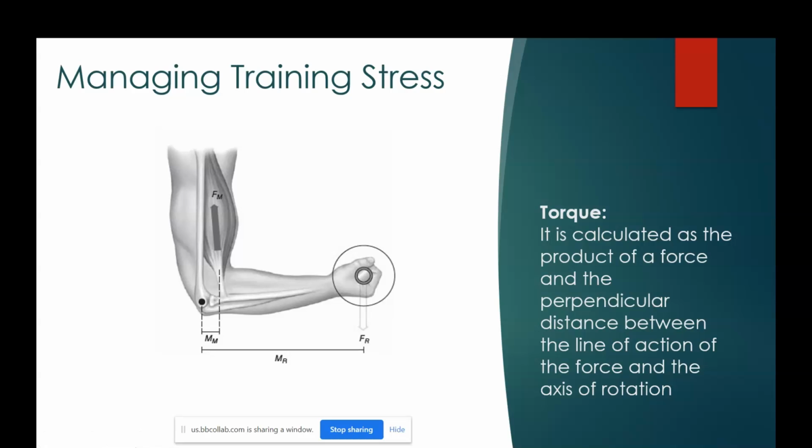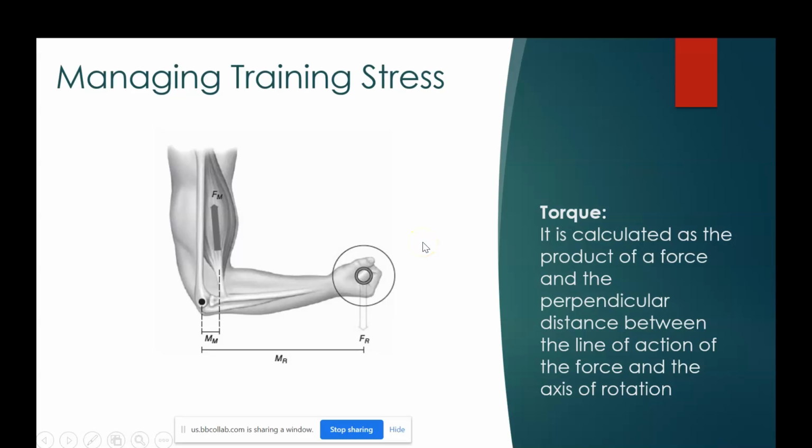And we talked about torque really early on in this class. So how are we going to manage stress that's put on a joint based on the exercise that we pick? Again, torque is calculated as the product of a force and a perpendicular distance between the line of action of the force and the axis of rotation.